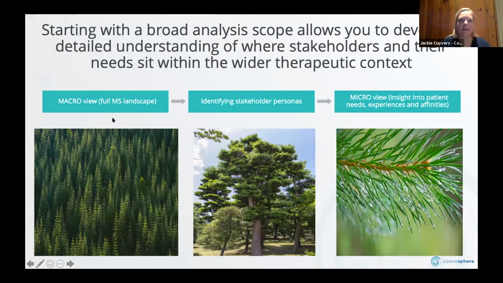So you start off with the broad view, the macro view. So you've got the full view of the MS landscape. Then from that, you do your analysis, you map out the patient journey, and you can then develop your stakeholder personas. And then you have the micro view where you're focusing in on each stage. So when you have your personas and you're focusing in on the treatment phase, you really understand, by looking at the emotions, the impact on those personas, patient types, or caregivers within the context.